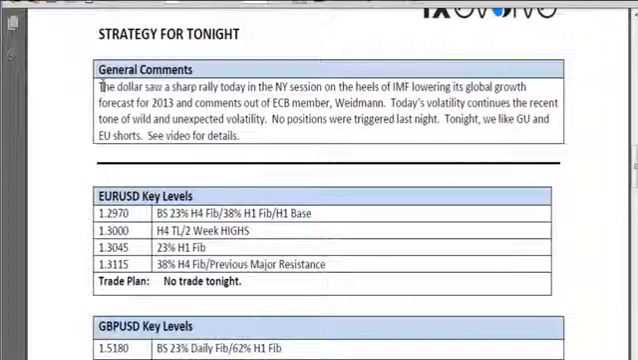In terms of what we're going to do tonight, the dollar saw a really sharp rally today in the New York session on the heels of the International Monetary Fund lowering its global growth forecast for 2013, and also comments from Weidman served to push that euro down pretty aggressively. Today's volatility continues the recent tone of wild and unexpected volatility. No positions were triggered last night. Tonight we like GU and EU for shorts.